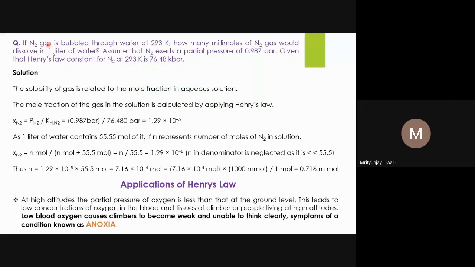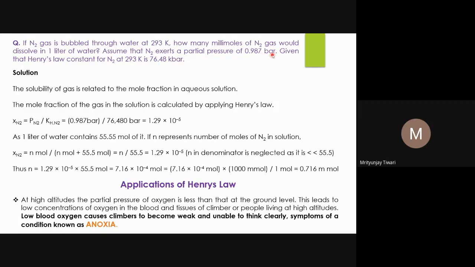Let us see now this numerical problem based on Henry's law. If nitrogen gas is bubbled through water at 293 Kelvin, how many millimoles of nitrogen gas would dissolve in 1 liter of water? What amount of water have we taken? 1 liter. Water is the solvent, and the solute is nitrogen gas. Now assume that nitrogen exerts a partial pressure of 0.987 bar.